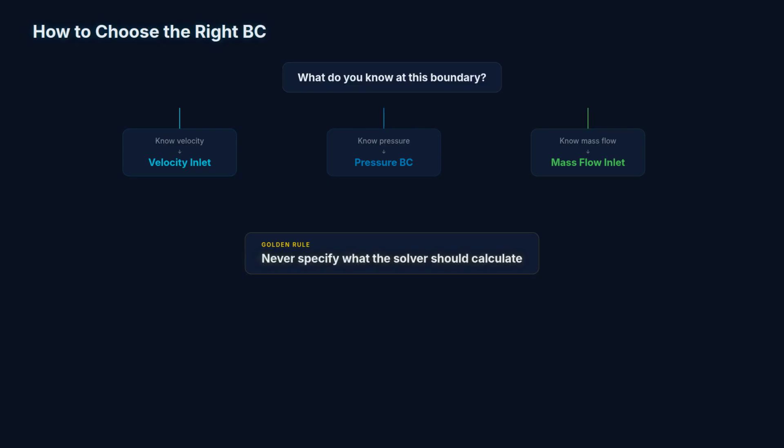For walls, no slip unless you have a physical reason otherwise. And always check mass balance. Total mass in must equal total mass out. If the imbalance exceeds 0.5%, investigate your boundaries before anything else. This is the most reliable diagnostic in CFD.